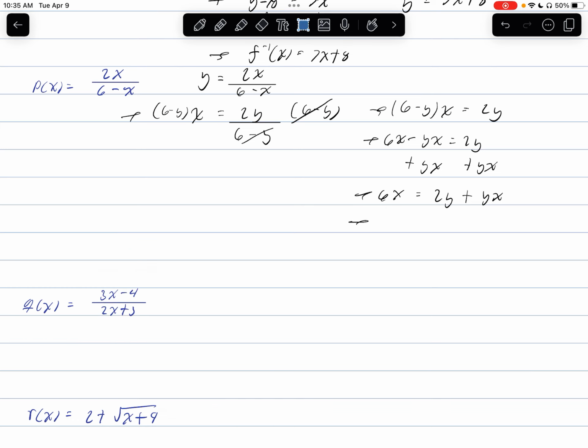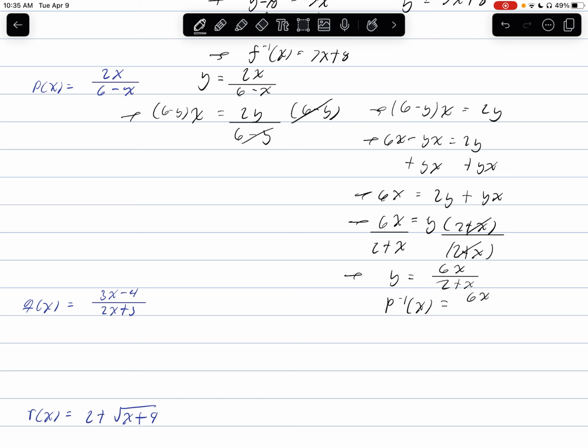And then what we can do is pull the y out from the right side here. So we have 6x is equal to y times 2 plus x. Then we can divide both sides by 2 plus x. These will cancel, and we get that y is equal to 6x over 2 plus x. And then from here, we can replace y with P inverse of x is equal to 6x over 2 plus x.